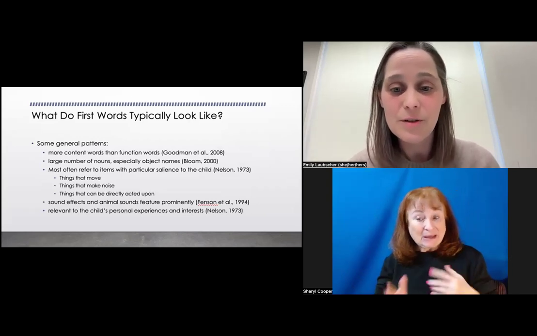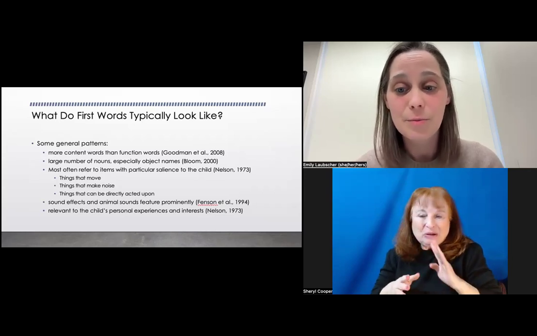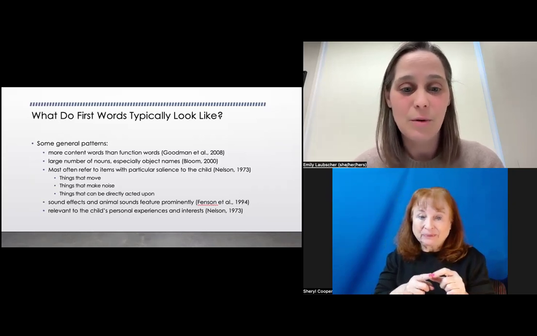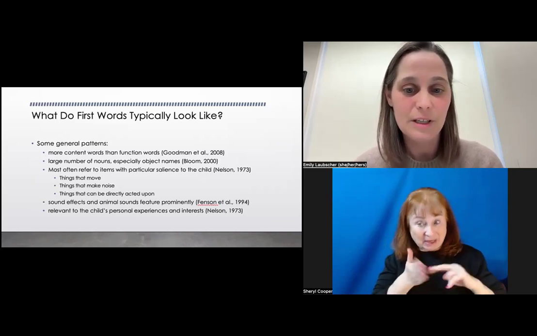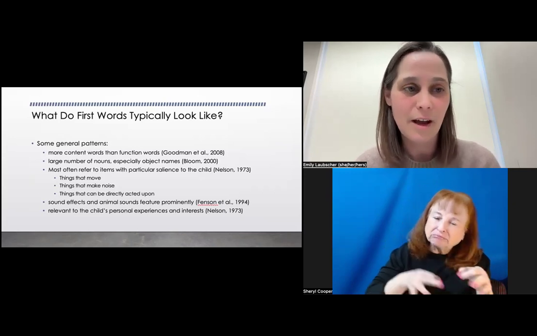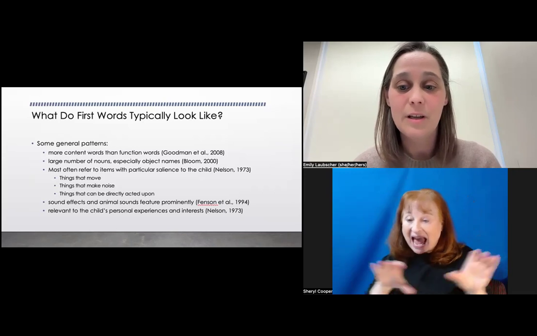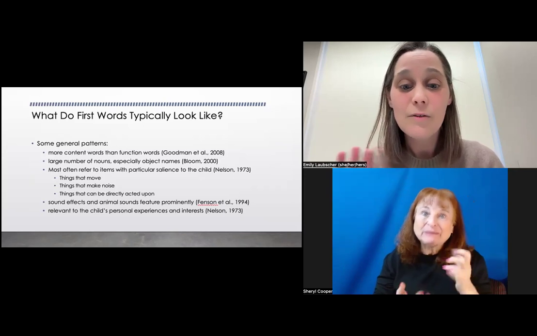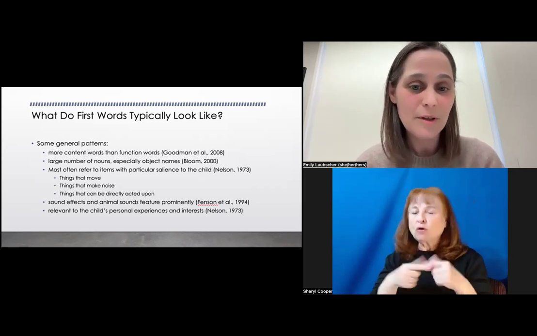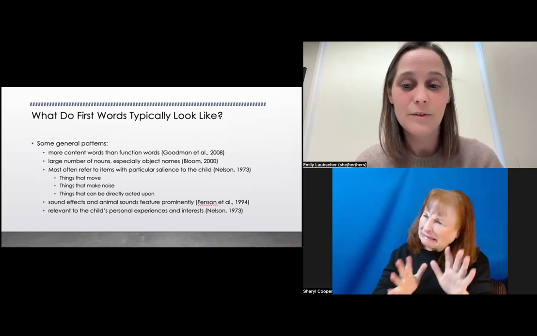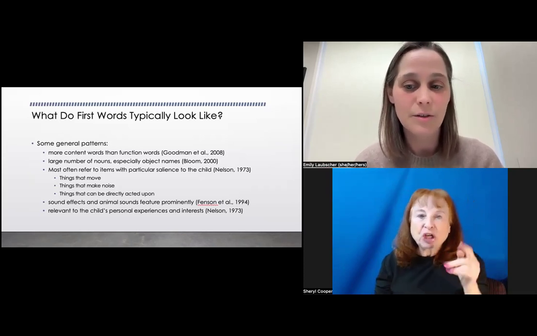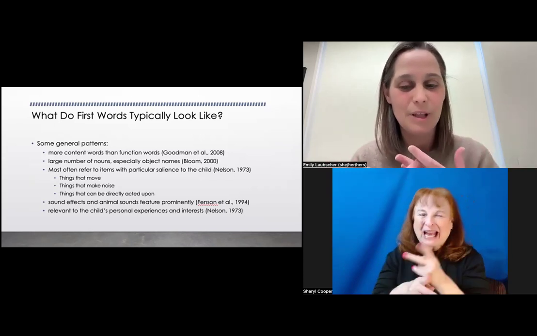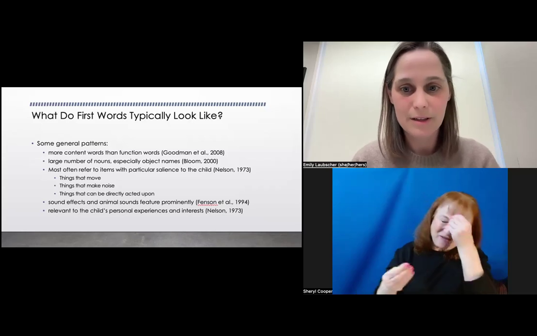Typically, developing children who are just starting to talk tend to use more content words than function words. Content words are words that carry meaning, so words that you can easily define. They include things like nouns, action words, descriptive words like adjectives and adverbs. Function words are grammatically important, but harder to define. So they include things like conjunctions, articles, auxiliary verbs. Function words are like the glue that holds a sentence together, but they don't provide as much information about the topic.